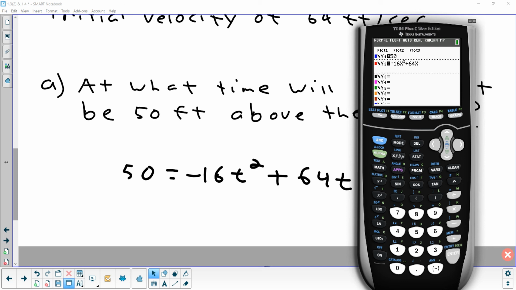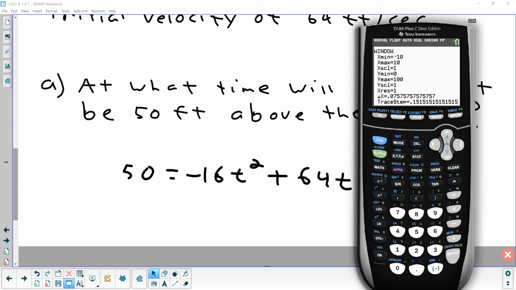I'm going to adjust my window, but when I hit graph, what do you think I'm going to look for? Yeah. I'm going to look for an intersect. So I'm looking for where the rocket hits 50 feet above the ground. So my y max should be at least 50. I've got it at 100, so that's probably enough. Is this object ever going to go below ground? No. So the lowest I ever need to worry about is 0.